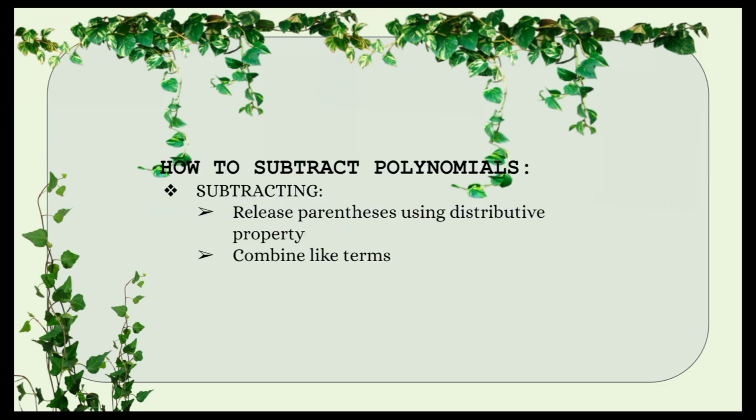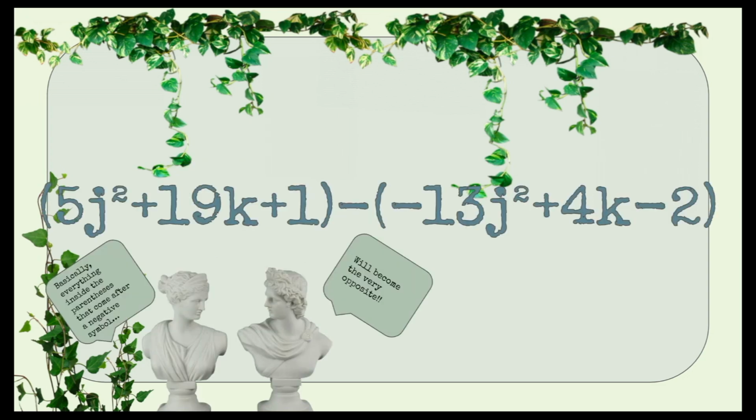Finally, we will be learning how to subtract polynomials. Subtracting polynomials is very similar to adding polynomials, except you need to pay a little more attention when you are releasing the parentheses. Let me show you what I mean. This polynomial is 5j squared plus 19k plus 1, minus, in parentheses, negative 13j squared plus 4k minus 2.